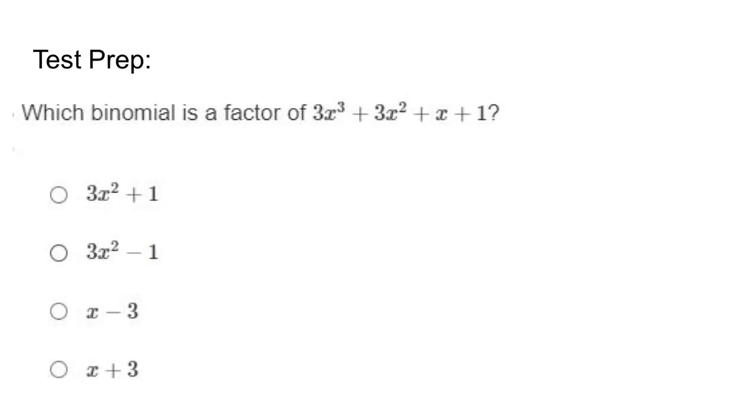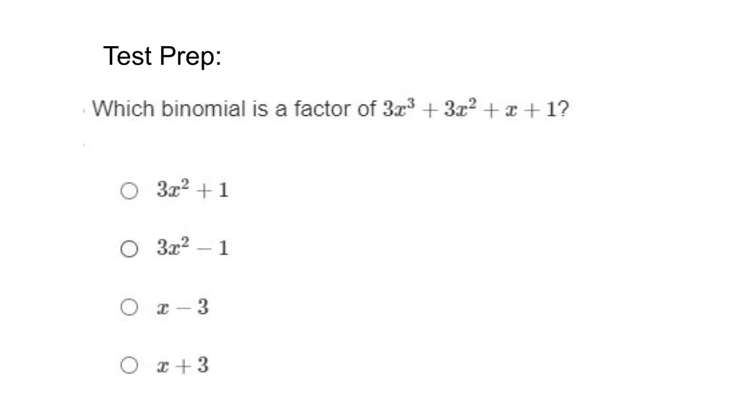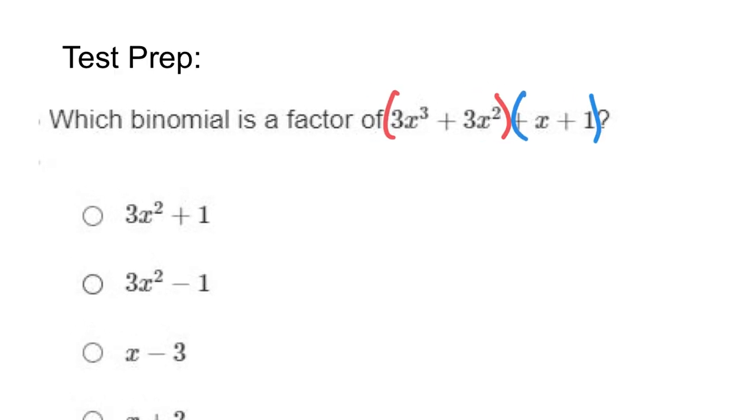All right, 20. This one wants to know which of these binomials is a factor of that problem, which means we need to factor that problem to figure it out. This problem has 4 terms, which means to factor it, we have to use grouping. So I'm going to group the first 2, group the last 2, and then find GCFs for each one.